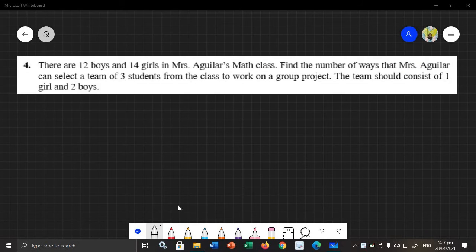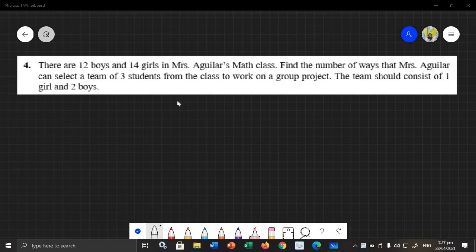We now have our last problem regarding combination. So there are 12 boys and 14 girls in Mrs. Aguilar's math class. Find the number of ways that Mrs. Aguilar can select a team of 3 students from the class to work on a group project. The team should consist of 1 girl and 2 boys.